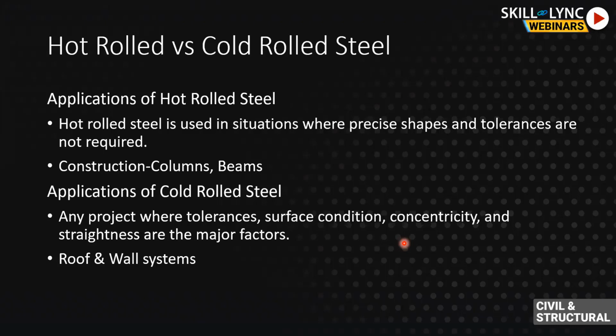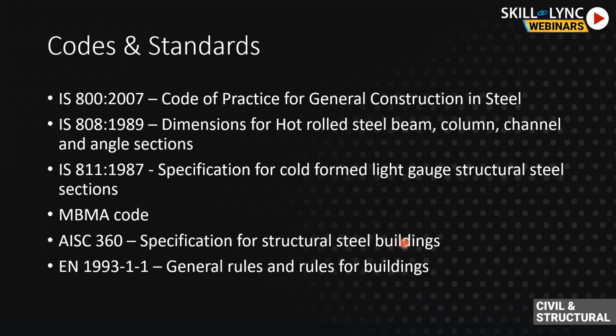So you can save a lot of money on your roof and wall systems as well, because the load is quite low. You can use cold form sections, and they are lightweight and they have very good surface finishes. The codes and standards that we follow for the design of steel structures. Basically, in India, we follow IS 800 2007, which is the code of practice for general construction in steel.